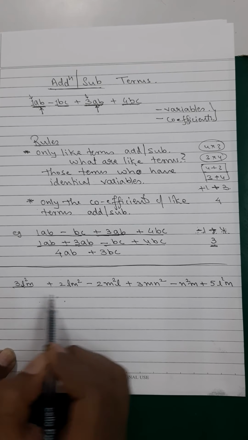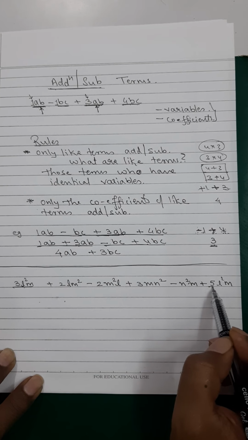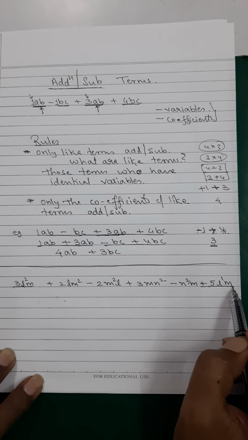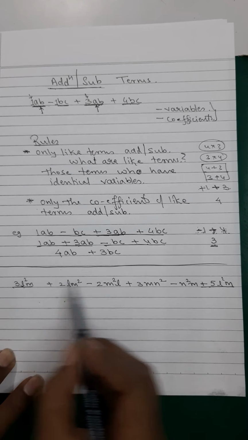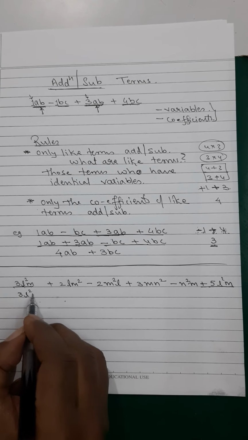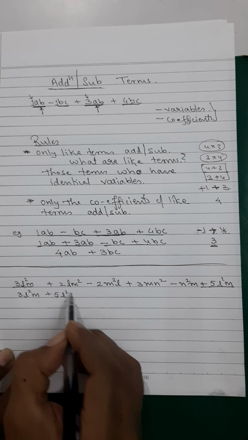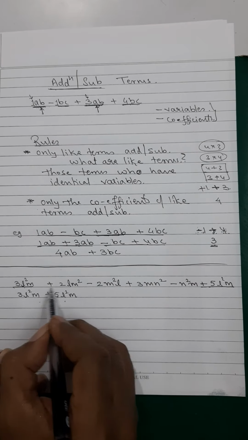L square m. So where is another l square m? This is m square l, and this is 5l square m. So these both are like terms, and I will bring them together. I will get 3l square m plus 5l square m. Now next is what?